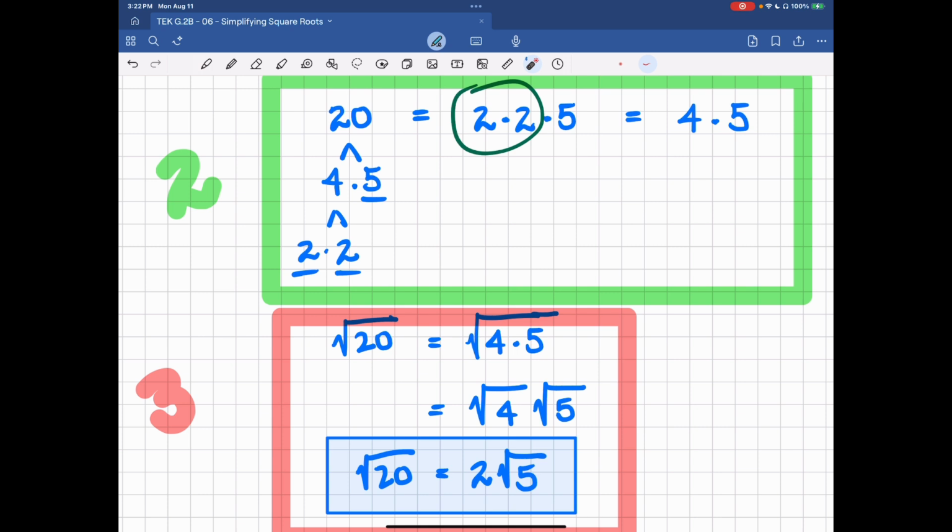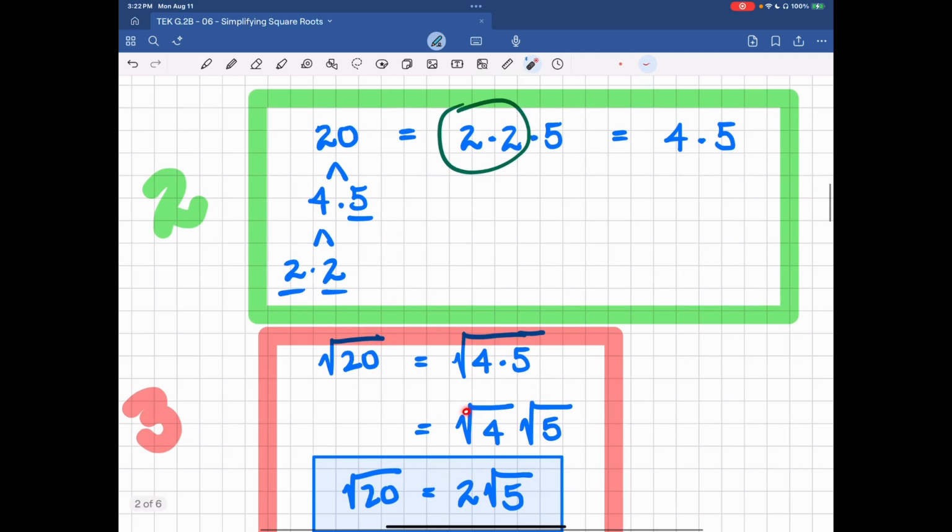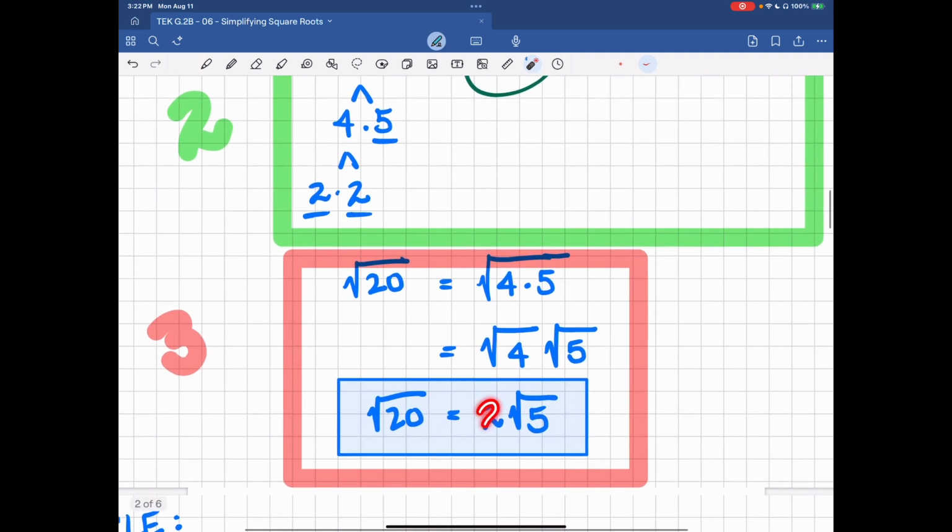What makes this really nice is the first number is always going to be a perfect square. So I know that 4 is equal to 2 times 2. And so the square root of 4 is going to be 2. So this simplifies down into 2 times the square root of 5. So now I know that the square root of 20 is equal to 2 times the square root of 5.